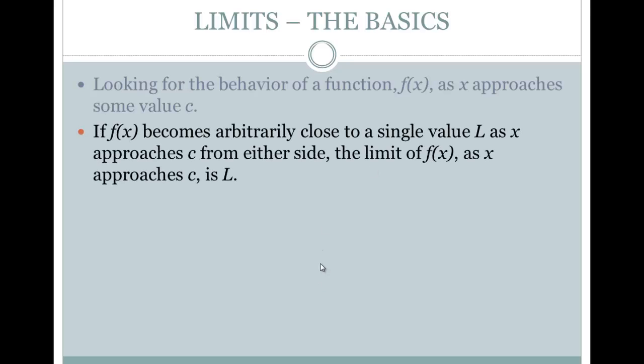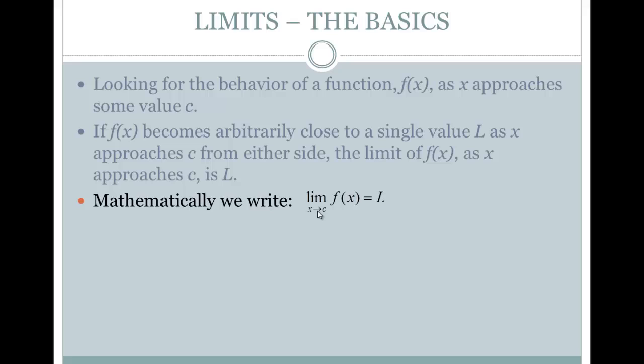We say if f(x) becomes arbitrarily close to a single value L as x approaches c from either side, the limit of f(x) as x approaches c is equal to L. That's basically what it means. We'll talk about this idea of either side, coming in from the left and from the right, in a bit. Mathematically, we're going to write this, read as the limit as x approaches c, where c can be some number, say x approaches 5, of f(x) is equal to L. That means that as x gets really close to c, from either the left or the right, the function value is approaching this value of L.